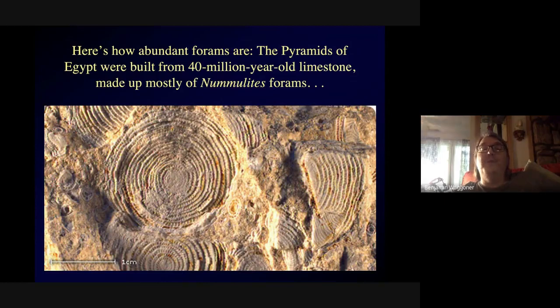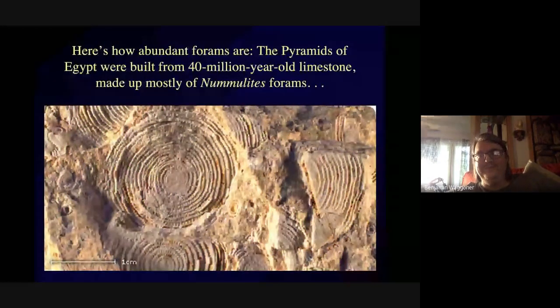These are some fossil forams in the genus Nummulites. They're easily big enough to see with the naked eye. They're roughly, I'd say maybe 5 to 10 millimeters across, sometimes more than that. Nummulites is Greek for little coin, if that tells you anything. They can be as big as a dime. And there's limestone in Egypt that's made up mostly of Nummulites, 40 million years old. This is what makes up the bulk of the pyramids of Egypt. The pyramids are made of forams.